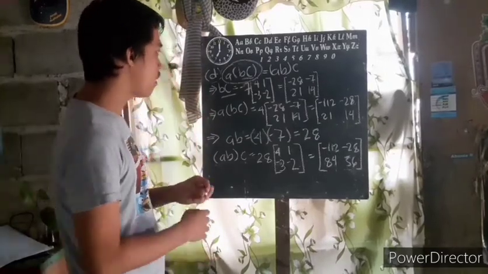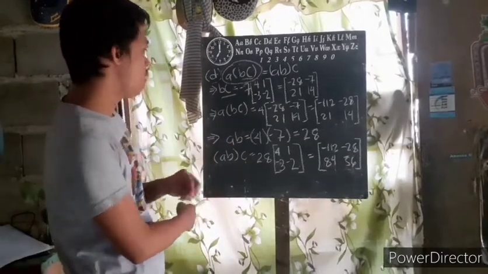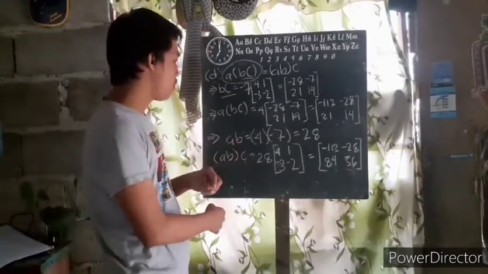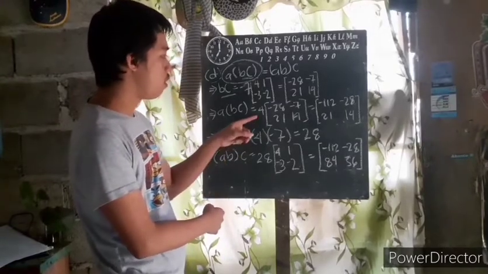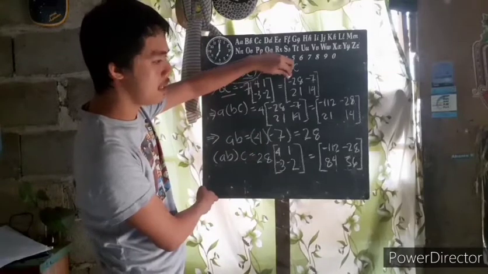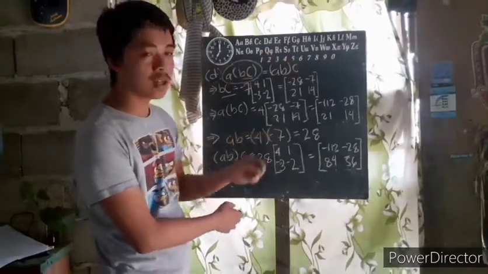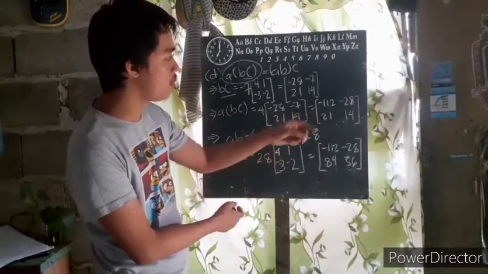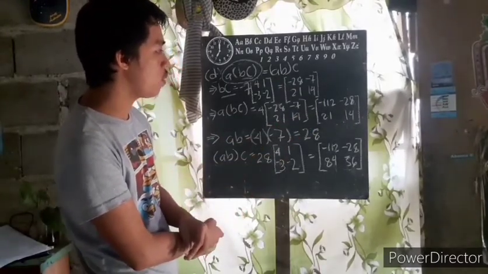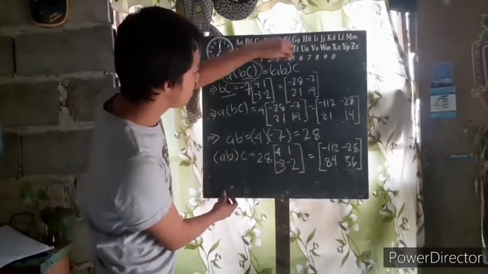Next, we can now finally find what is A times BC. We have scalar A equal to 4. So 4 multiplied by the answer of BC here. Multiply each element by 4, then we can come up with the answer of negative 112, negative 28, 84, and 56.